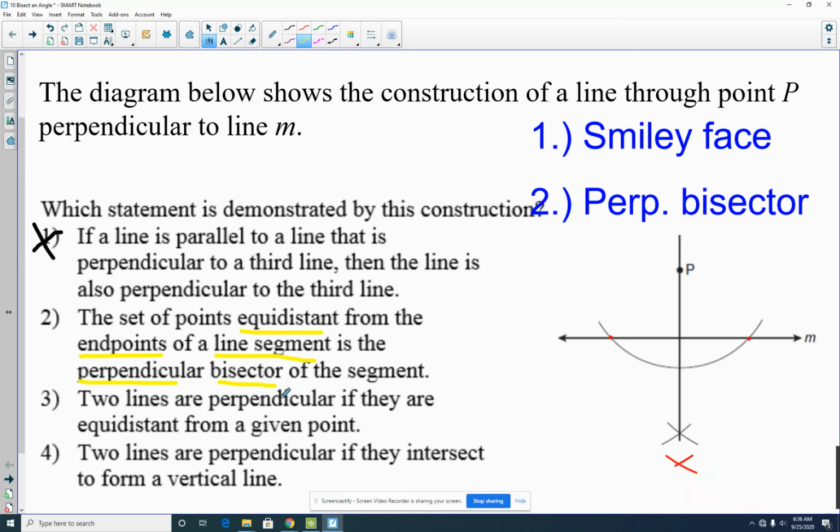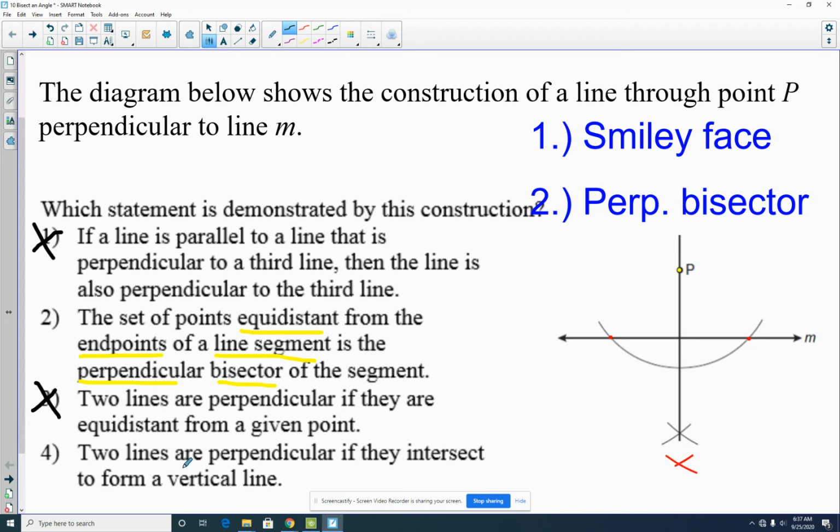Choice 3, 2 lines are perpendicular if they are equidistant from a given point. Okay, so let's see if that's true. Here's my given point. Let's say point P. These 2 lines should be perpendicular if they're equidistant from this point. Well, that's a little awkward, right? Because M and then this line here, they're definitely not equidistant from the point. This vertical line is on the point. This other line is much further from that point. So choice 3, not looking so good.